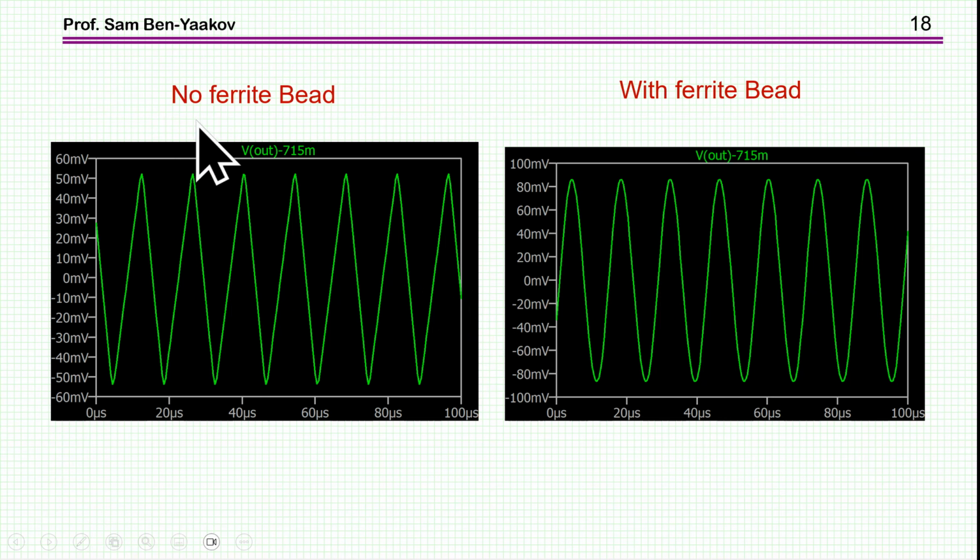Now without the ferrite bead, and this is the output ripple, we see here a peak of about 50 or 55 millivolts, while with the bead, we see here a larger ripple as a matter of fact. So again, for this direction from the source to the system, the bead is also not doing any job. The bead is actually harmful.